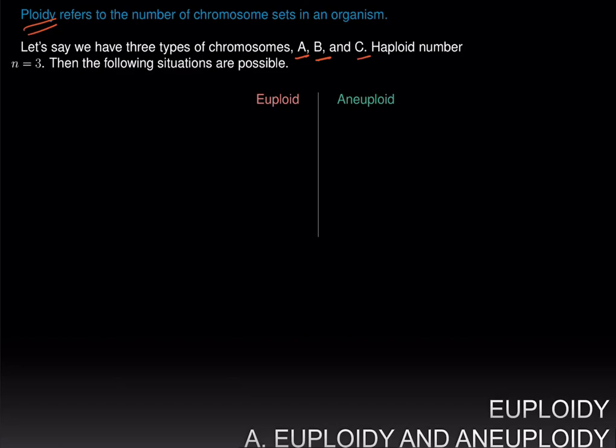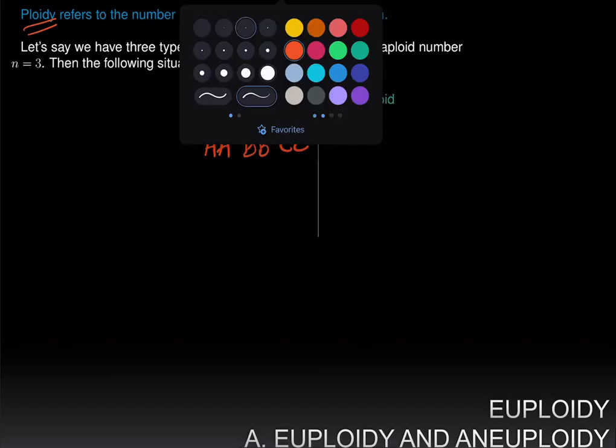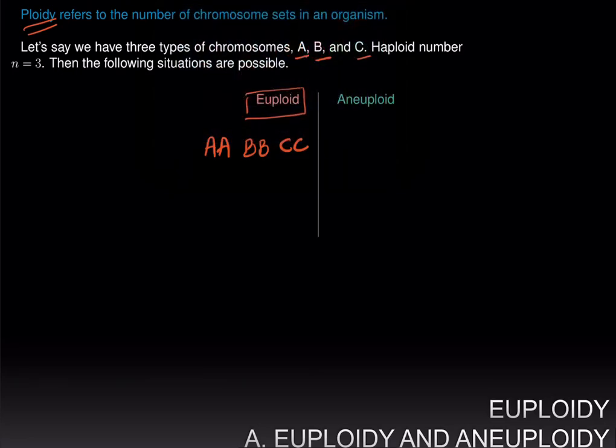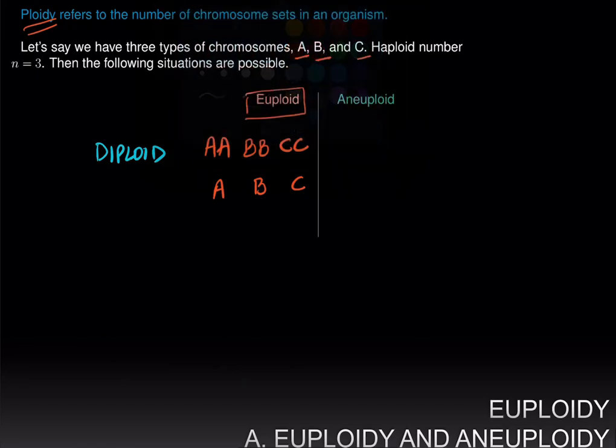The first situation is called euploid, where the number of different types of chromosomes is the same. For example, we might have 2 A's, 2 B's, and 2 C's, and this is the familiar diploid situation. Another euploid situation is when you have one of each type of chromosome, and this is called monoploid.